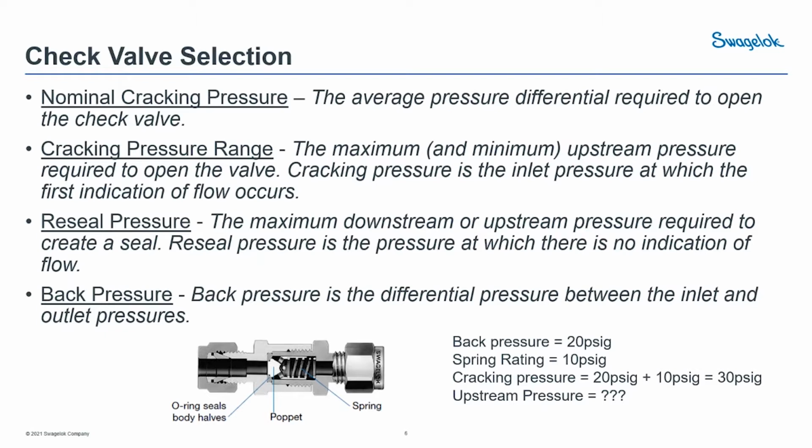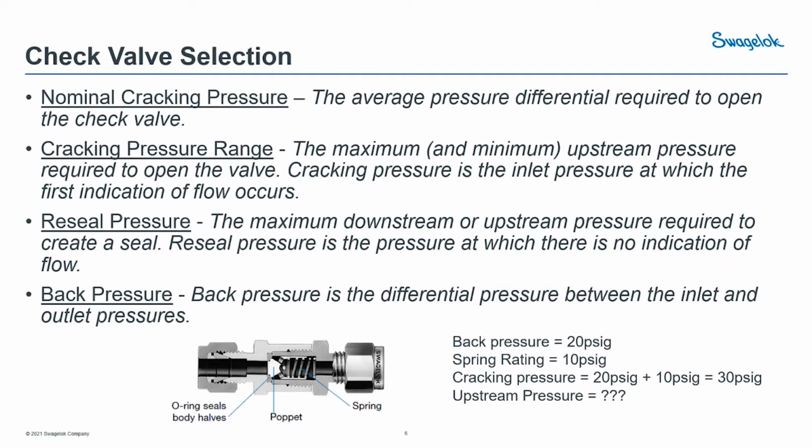The way the check valve knows to seal up, or the way the check valve actuates, is because you have more pressure on the discharge side than you have on the inlet side. And then that spring, or gravity, or the weight of the element is going to help that thing seal. So your nominal cracking pressure is going to be the average pressure differential that's required to open the check valve. So again, based on differential.